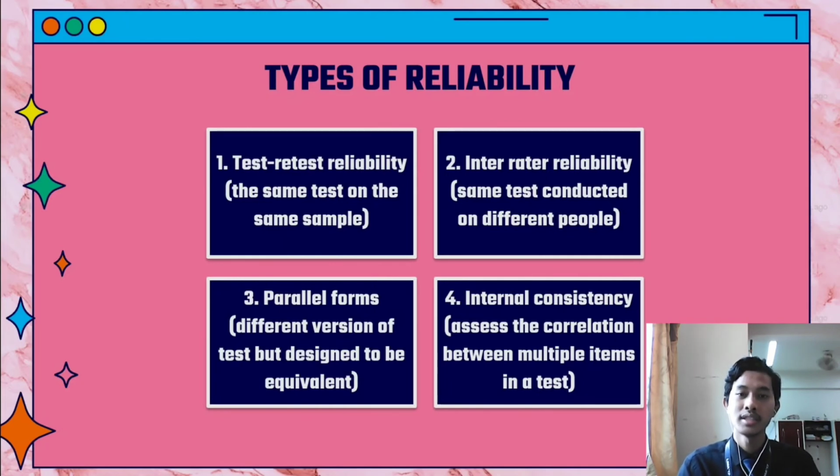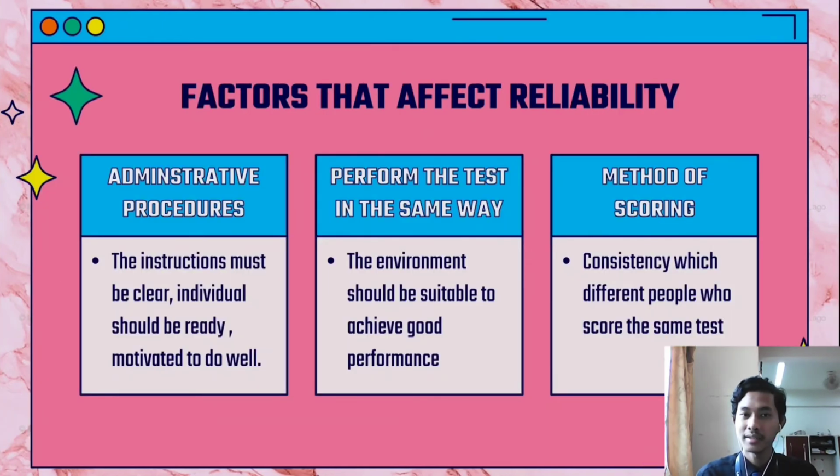Last but not least, it is internal consistency. Internal consistency assesses the correlation between multiple items in a test that are intended to measure the same construct. Next slide, I will explain the factors that affect reliability.